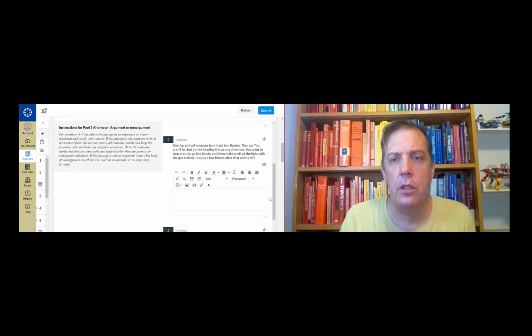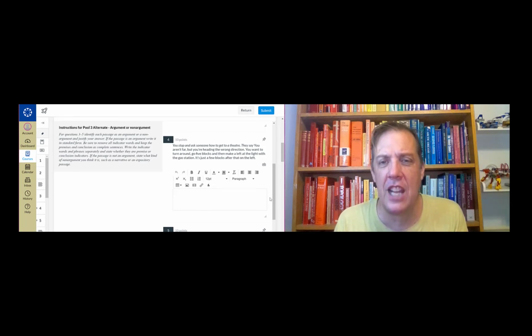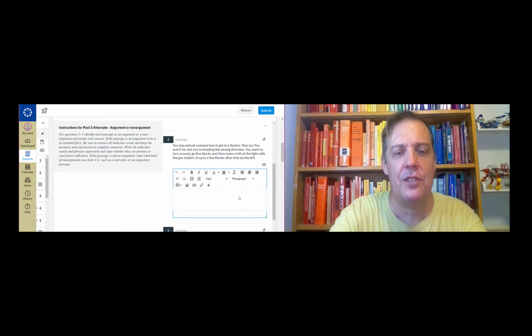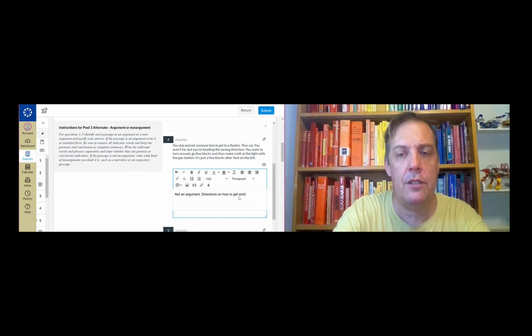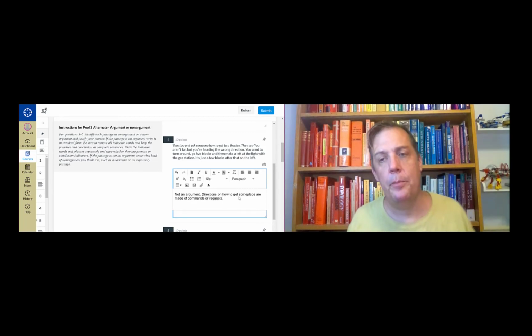So is this an argument? Well, no. I mean, because it's not even composed of statements. These are more like commands. I mean, it's just a few blocks after that on the left is a statement, but go 5 blocks and then make a left is a command. These are directions to how to get someplace. So this is not an argument. Directions on how to get someplace are made of commands or requests, something like that. Right? It's not an argument.